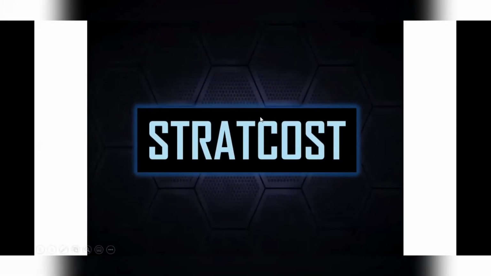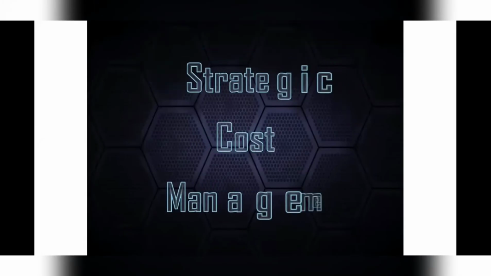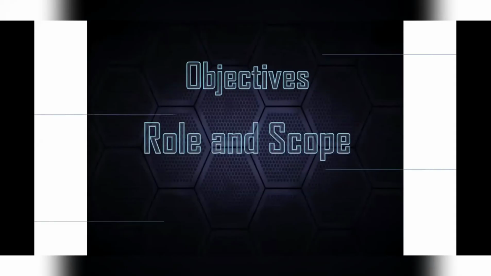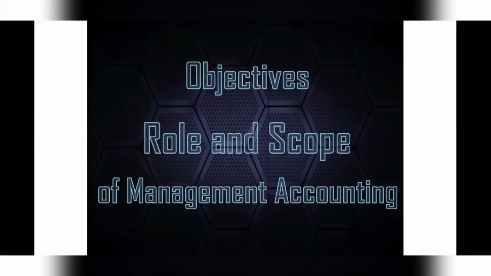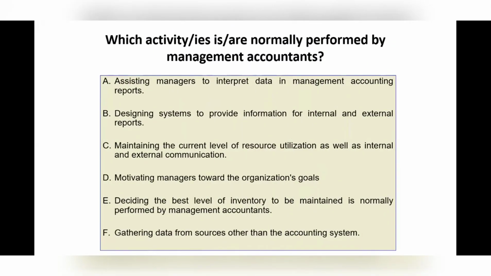So once again, good morning everyone, and we're going to talk about the topics under strategic cost management. Actually, the first topic, because we have two topics for today. The first one is the objectives, role, and scope of management accounting. So I asked you to read chapters 1 and 2 of our book. So just a test, if you still remember. So in our chat box, put your answers.